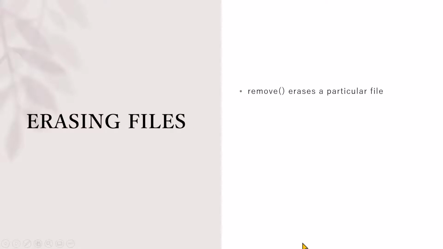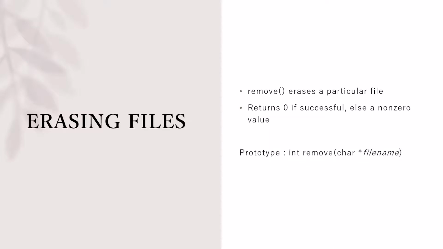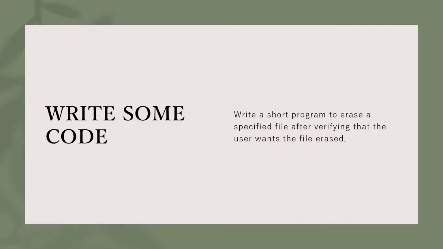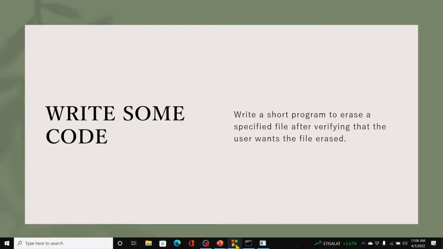Erasing files. remove erases a particular file, returns 0 if successful, else a non-zero value. The prototype is int remove(char *filename). So it's taking the file name as the argument, and of course returning an integer. Write a short program to erase a specified file after verifying that the user wants the file erased. So let's now go back to Code::Blocks and we start a new file.